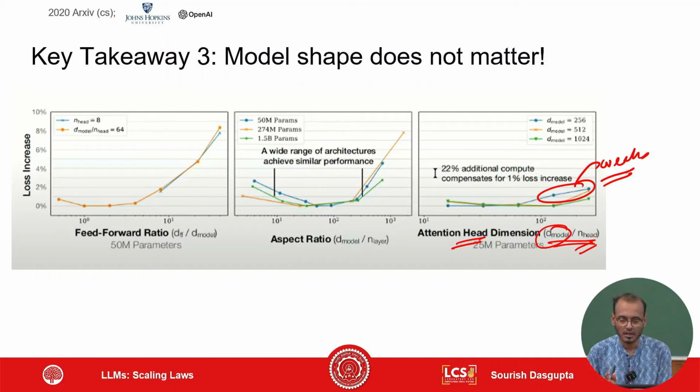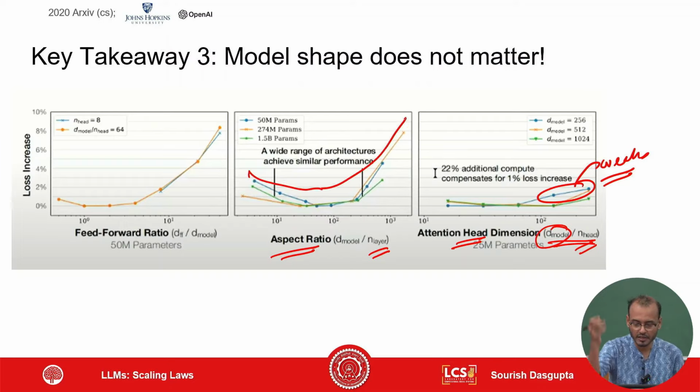So that's the thing. The other thing is the aspect ratio, which means you increase or decrease the number of layers, keeping the dimension of the model the same. And again, you're not able to fit it well. It's increasing, decreasing, and then increasing again. So it's not really something that you would be able to model well, right? So that was the thing.